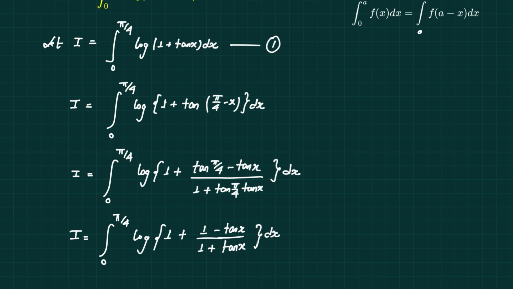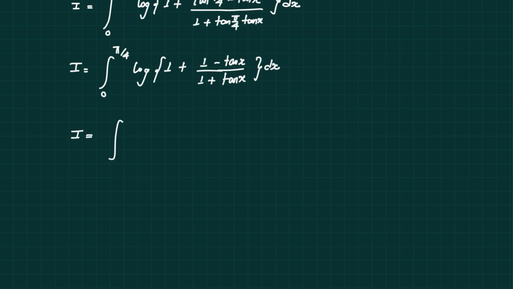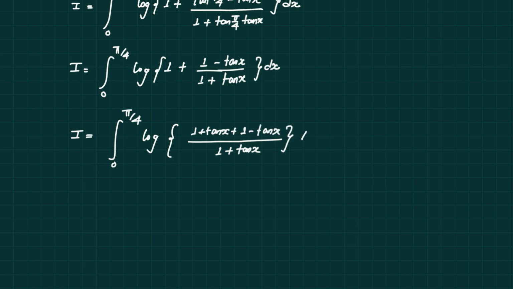Now let us simplify the terms inside the curly bracket. So I equals integration from 0 to pi over 4 of log of, on simplifying here, it will be the LCM of 1 plus tan x, and in numerator we will have 1 plus tan x plus 1 minus tan x, dx. So here tan x and tan x got cancelled. So we will have I equals integration from 0 to pi over 4 of log of 2 by 1 plus tan x, dx.